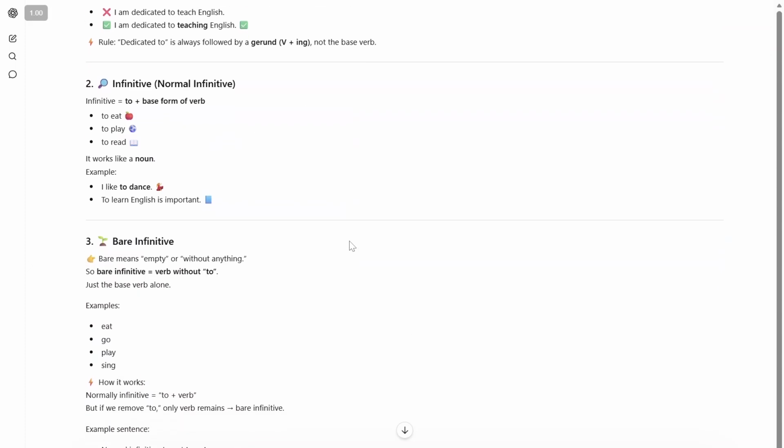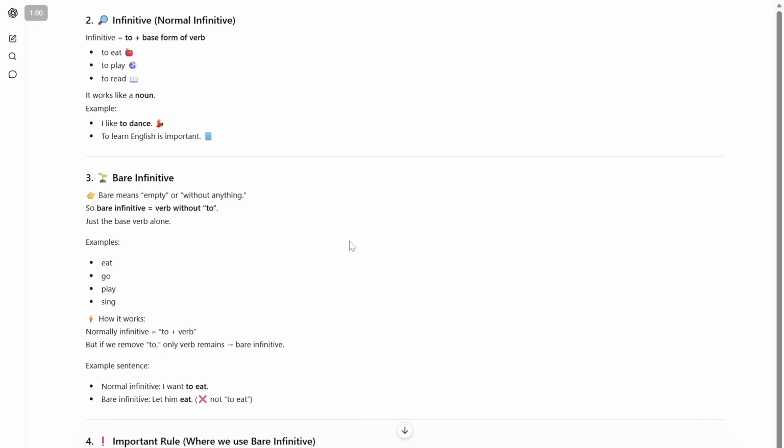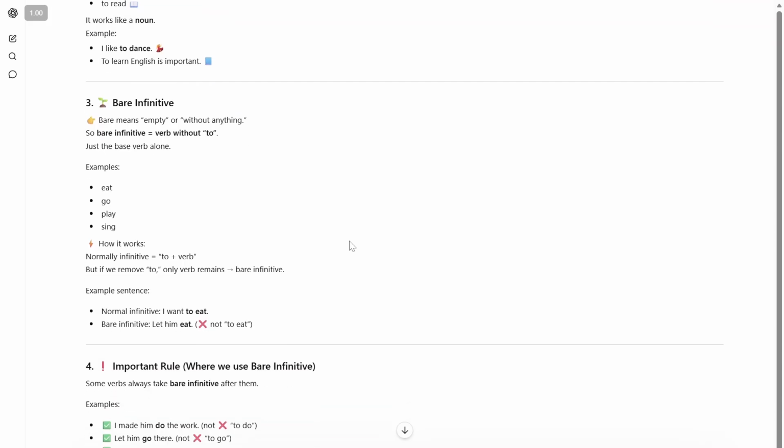Number 3, bare infinitive. Bare means empty, or without anything. So a bare infinitive is a verb without to, just the base verb alone. Examples: eat, go, sing. How it works: normally infinitive equals to plus verb, but if we remove to, only the verb remains, the bare infinitive. Example sentences: normal infinitive, I want to eat. Bare infinitive, let him eat, not to eat.